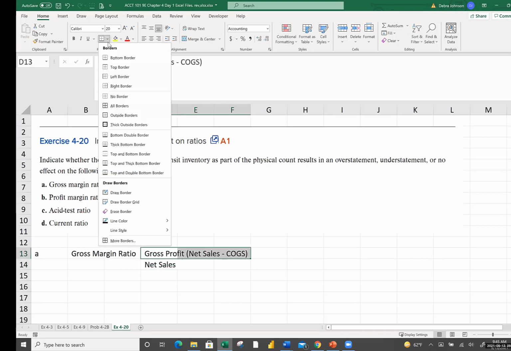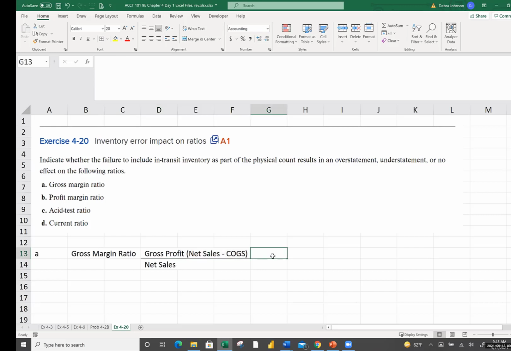And this is a measure of how profitable the company is just on selling the goods.